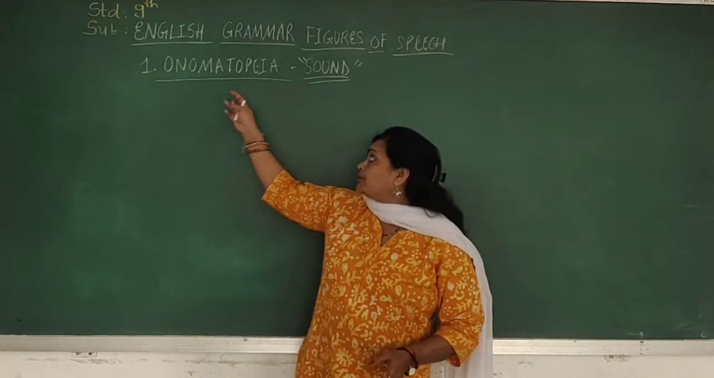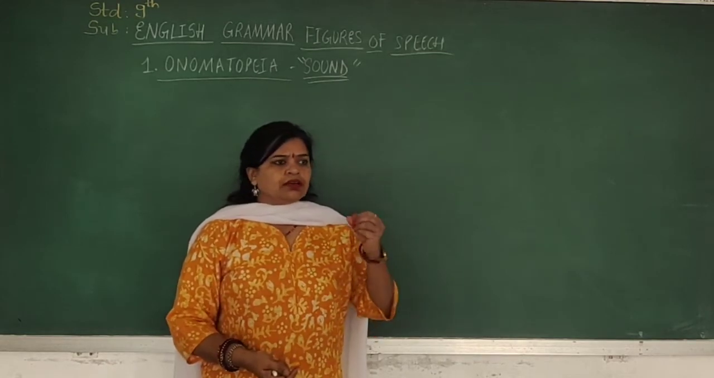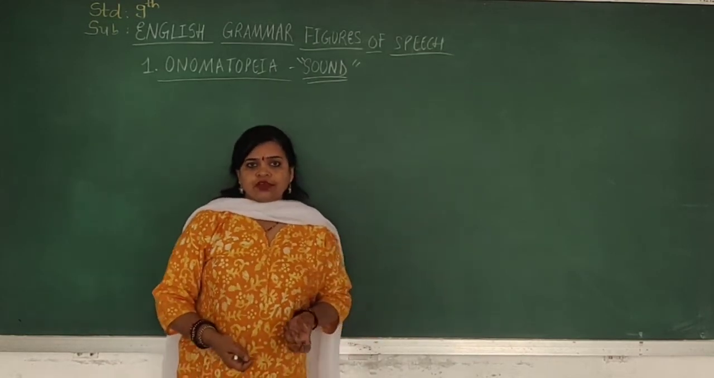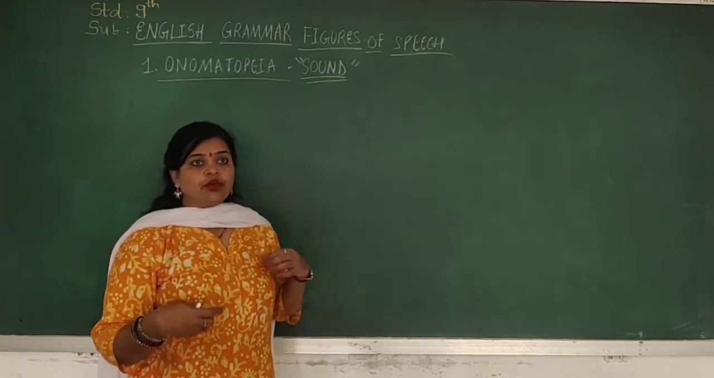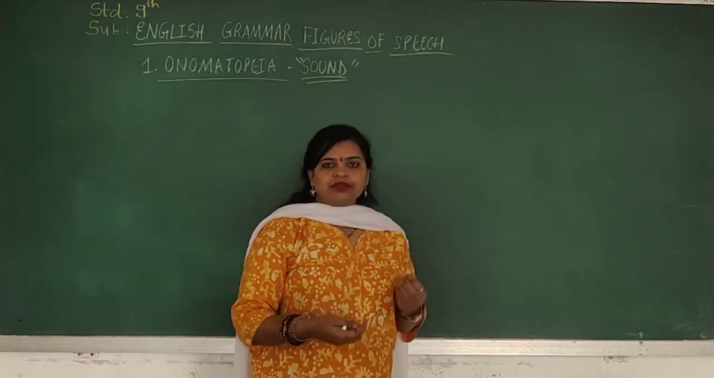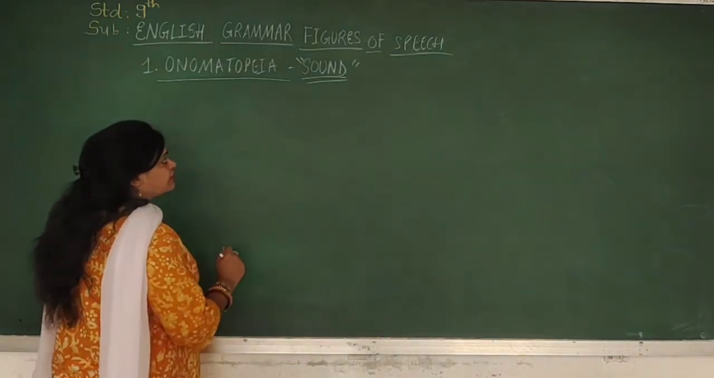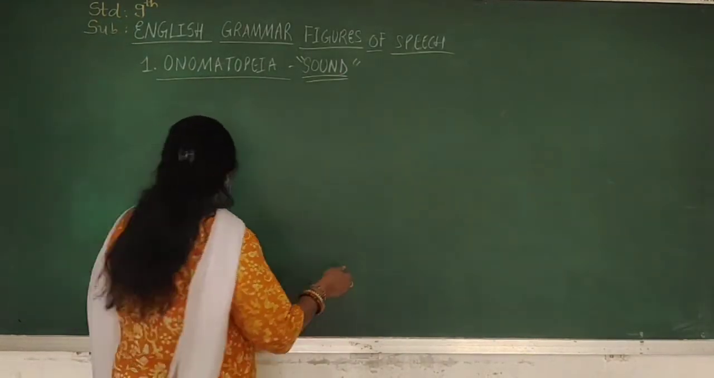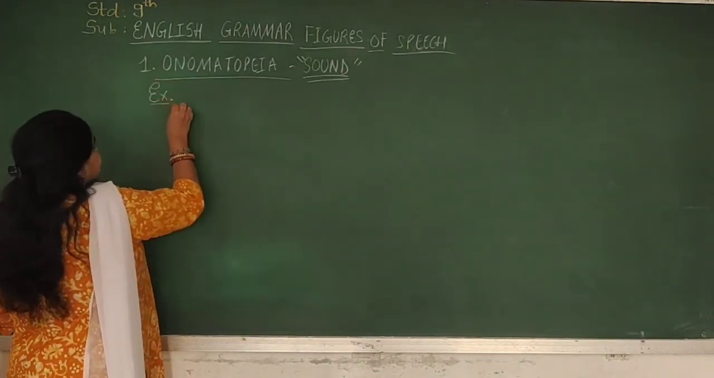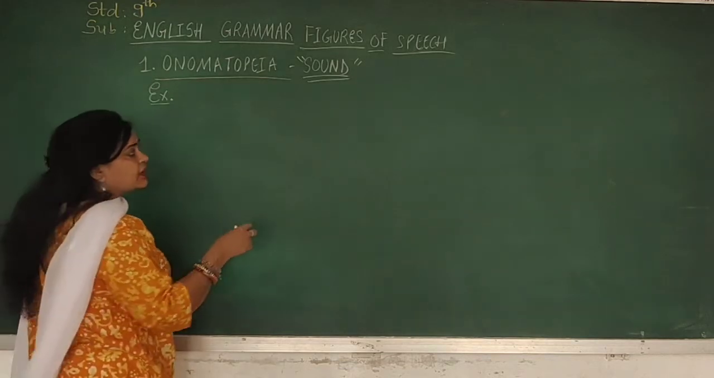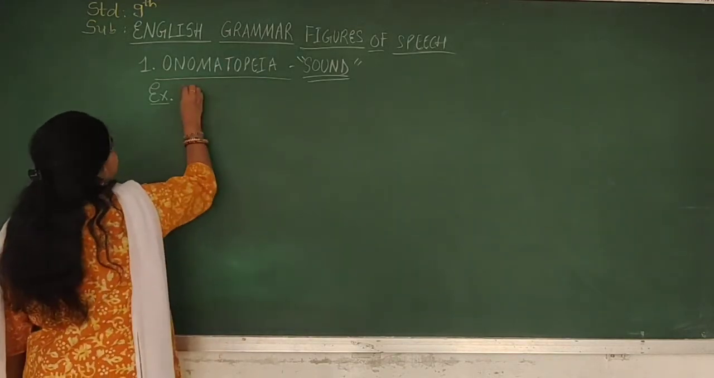Onomatopoeia figure of speech is the sound produced by any animal's voice or any human being, any water, any natural object, any noise created by any person, animal, insect or anything. I will give you some examples first, then you will know it easily. If we learn definitions, it may be difficult to just memorize them, but if you see the examples, it will be very easy.